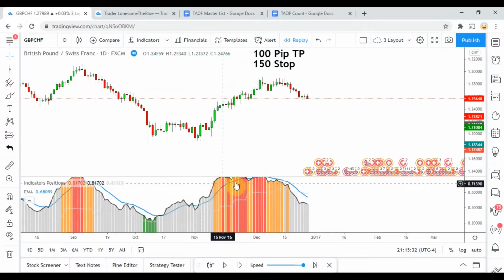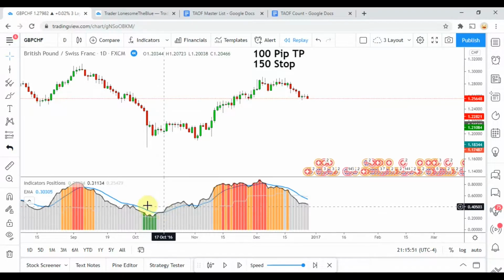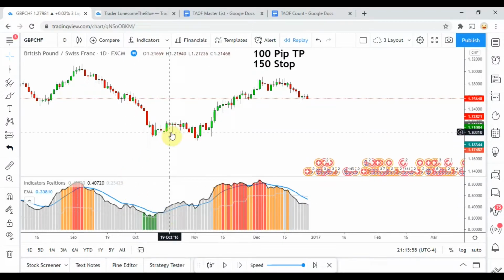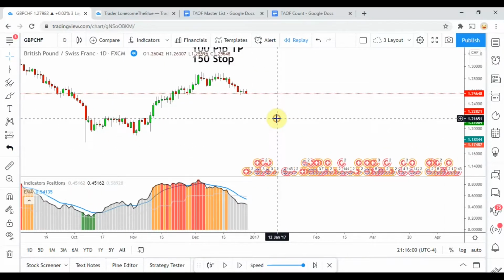So this black line right here, when it is in the red position and the black line crosses back down below the blue EMA, that is a signal to go short. When the columns are in the green position and the black line crosses up above the blue EMA, that is a signal to go long. And so that's how we will be testing it today.